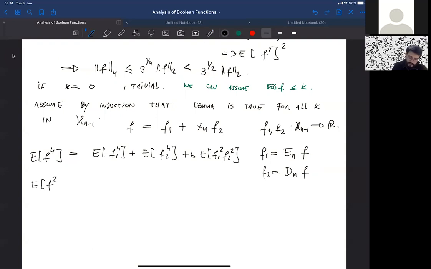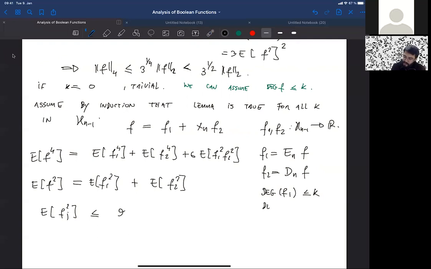And of course, the expectation of f squared is just the expectation of f1 squared plus the expectation of f2 squared. Okay, and then you use by induction that the expectation of fj squared is bounded. And then you have to realize the degree of f1 will be less or equal than k, and the degree of f2 actually decreases because it's a derivative. It's k minus 1. Of course, because I multiply by xn, so the degree of f2 has to decrease.